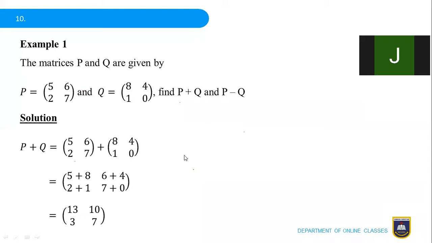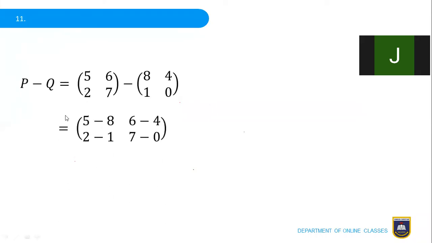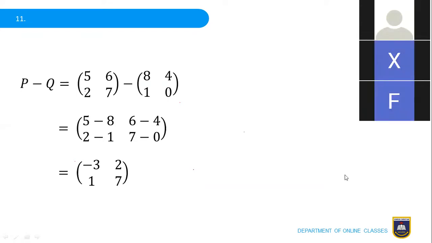So let's go to the second part of the solution, P minus Q. So we do the same substitution, and by subtracting their corresponding elements, we have 5 minus 8, 6 minus 4, 2 minus 1, 7 minus 0. So if you simplify this, we have negative 3, 2, 1, 7. That will be your solution. So just compare that to whatever you have. Wherever you made a mistake, you correct it, then we move on.